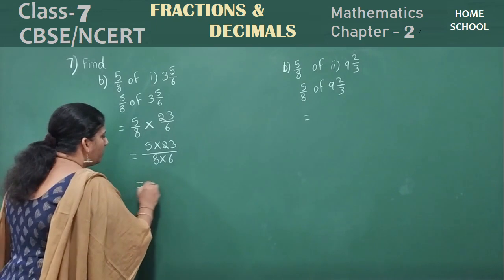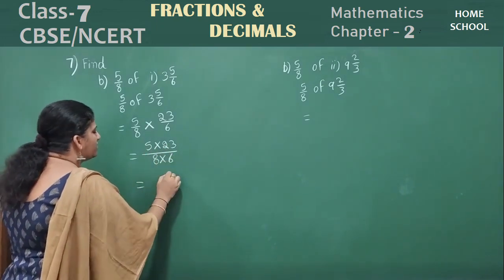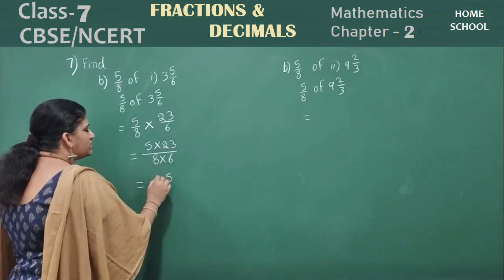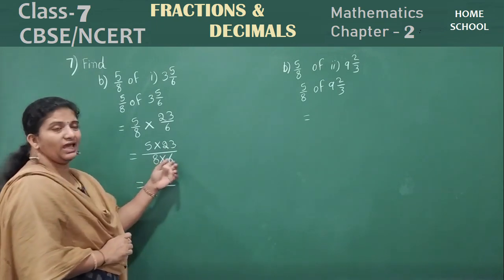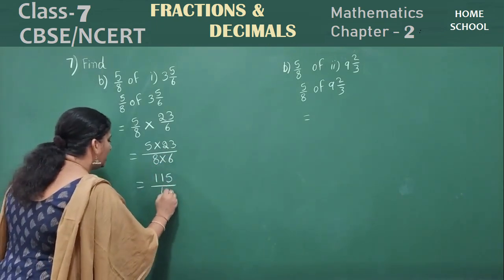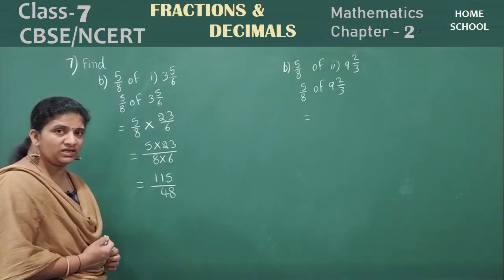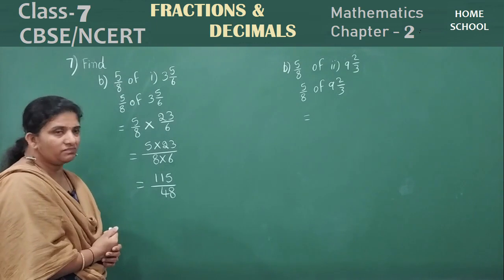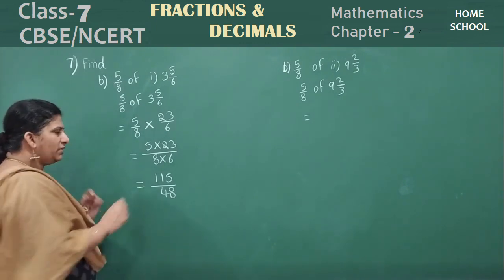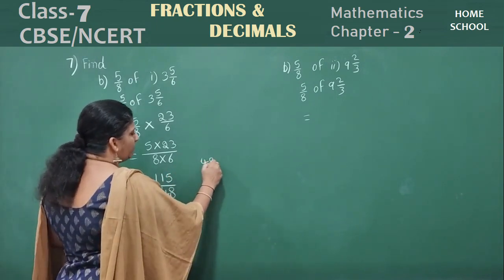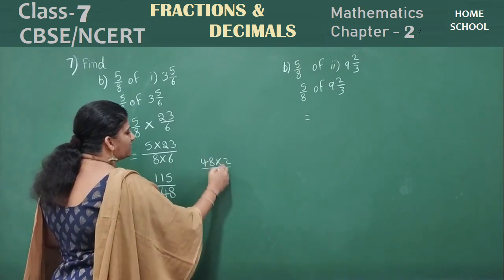So now multiply this one, children. 5 threes are 15, 5 twos are 10, 10 plus 1 is 11. Then 8 sixes are 48. Now how can you do this one, children? Again the same manner. In the 48 table, where do you get the nearest number? 48 ones are 48. 48 twos are how much here? 2 eights are 16, 4 twos are 8.